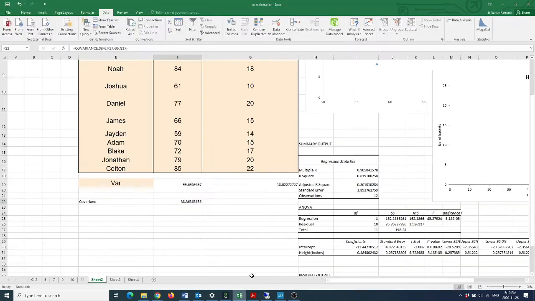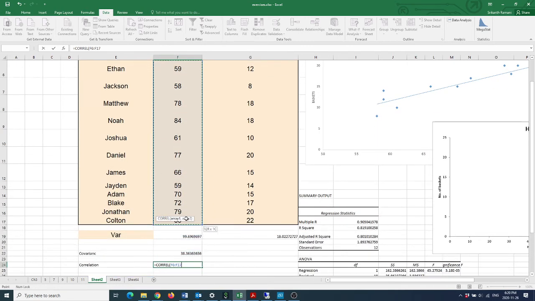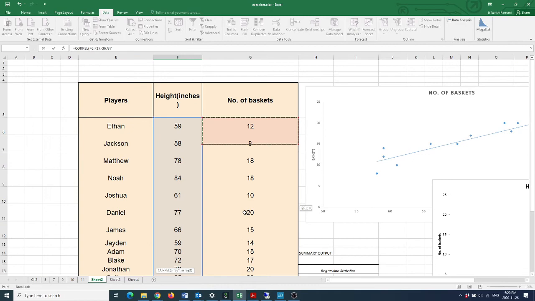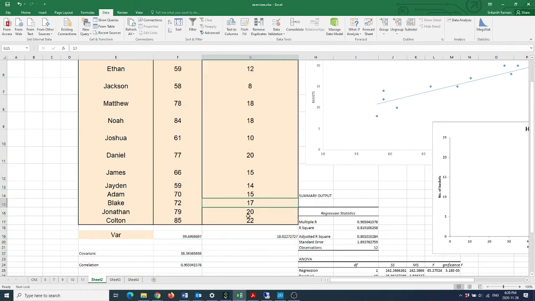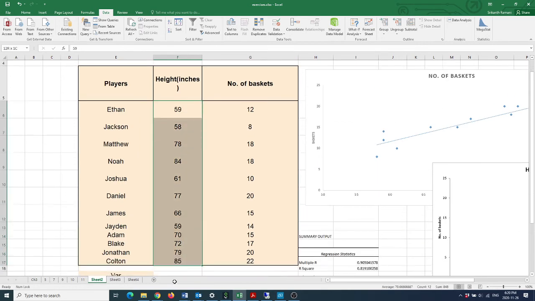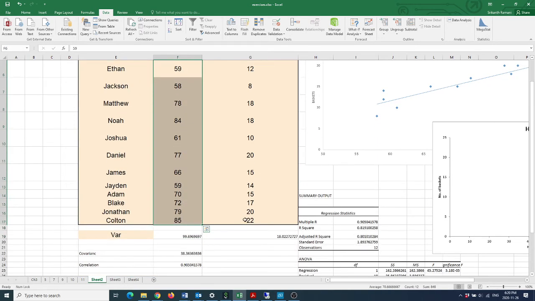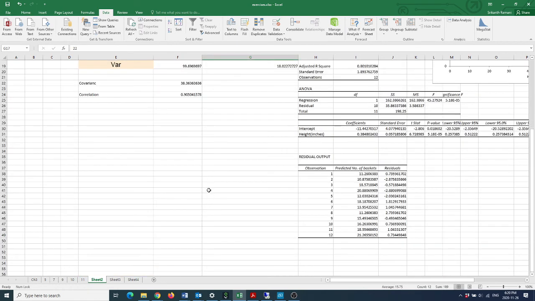In Excel as well, we can easily compute the correlation using the CORREL formula. So go CORREL, select array 1 and select array 2. The correlation between the height and the number of baskets is 0.9, so they are very strongly positively correlated. Height has a huge impact on the number of baskets a basketball player scores, unless you're Kyle Lowry.